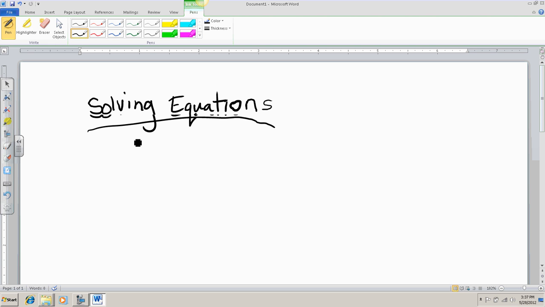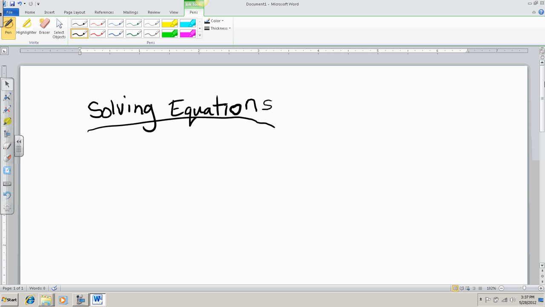Okay, so we're going to do solving equations here. I don't know why my screen looks like that. That's very strange. There.